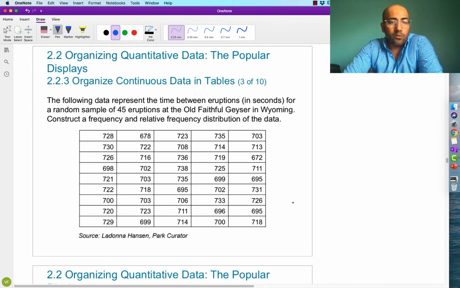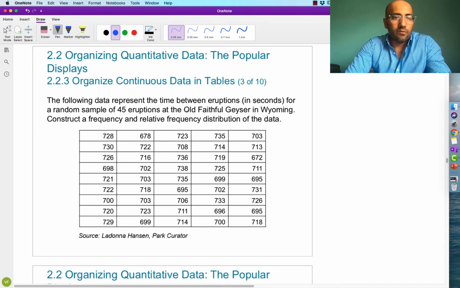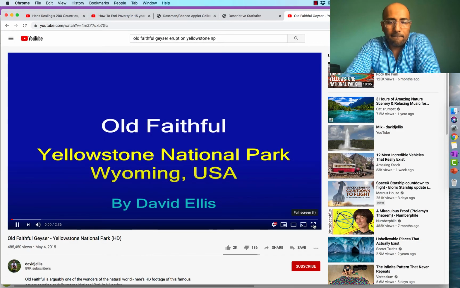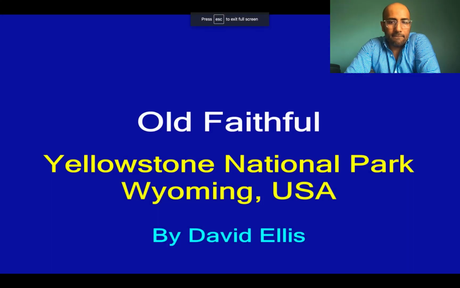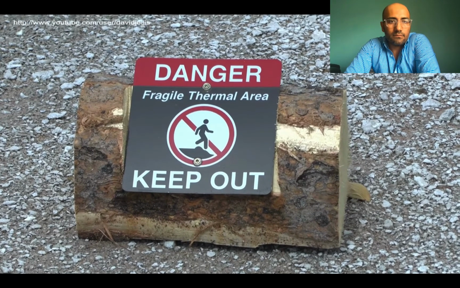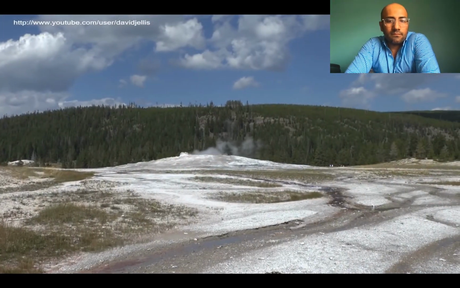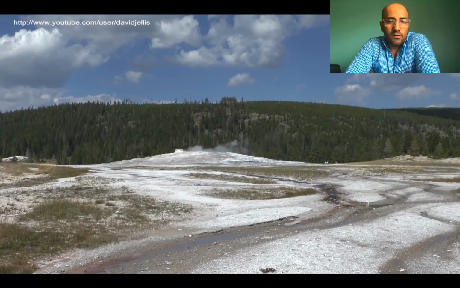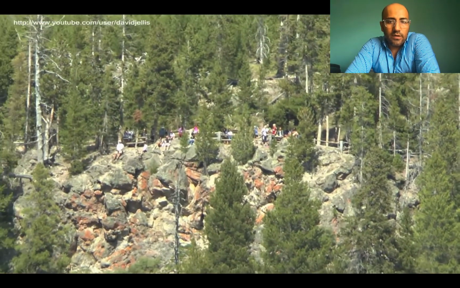So here's an example of raw data. The following data represents the time between eruptions in seconds for a random sample of 45 eruptions at the Old Faithful geyser in Wyoming. So let's see what that is. Some of you might not know.